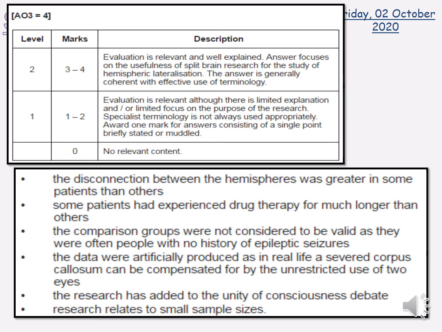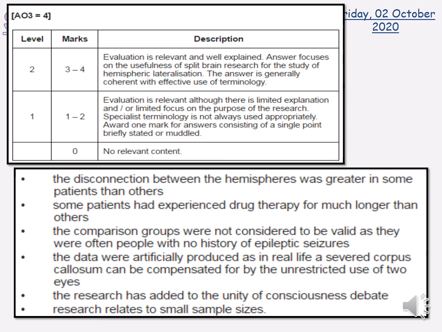For you to be in the 3 to 4 marks level 2 bracket, your evaluation needs to be relevant and well explained and focus on the usefulness of split brain research for the study of hemispheric lateralisation. For level 1, evaluation needs to be relevant, although there's a limited explanation and the specialist terminology is not always used appropriately. So your key points for this is the disconnection between the hemispheres was greater in some patients than others. Some patients had experienced drug therapy for much longer than others. The comparison groups were not considered to be valid as they were often people with no history of epileptic seizures.